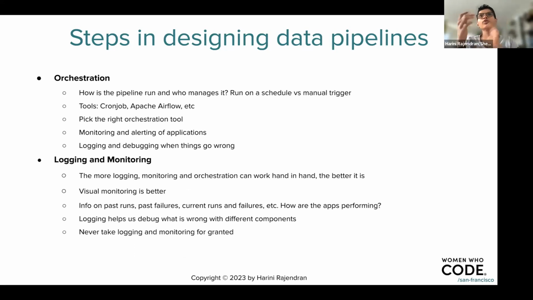So now you have an idea of how your data pipeline would look. But then the next step is the orchestration. Okay, so you have the data pipeline. Now, how will the data pipeline be run? Who manages it? Does it run on a schedule? Is there an option to manually trigger the runs? Those things usually fall under the orchestration bucket.